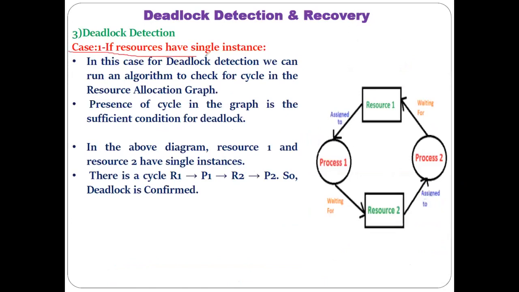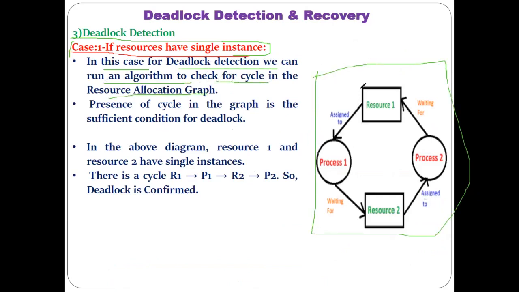In the first case, as I told you, the operating system considers that there is a single instance of each resource type available. In this case, for the deadlock detection, we can run an algorithm to check for a cycle in the resource allocation graph. This is the resource allocation graph where two resources and two processes are available, where process 1 is holding resource 1 and process 2 is holding resource 2, where process 1 is waiting for resource 2, and process 2 is waiting for resource 1.